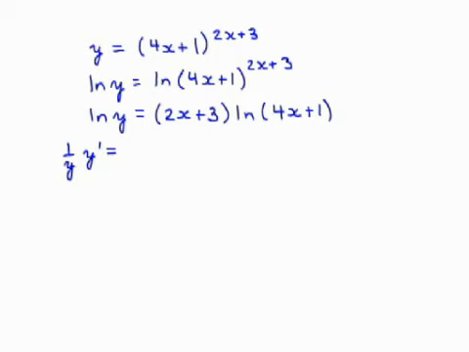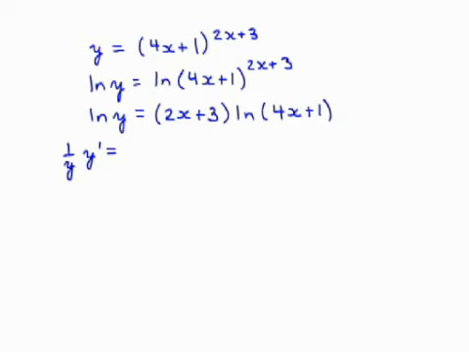On the right-hand side of the equation, the variables I'm dealing with are x's. Therefore, differentiating them with respect to x should not be a huge difficulty. However, I am going to have to use the product rule because I have a linear function, 2x plus 3, being multiplied by the logarithmic function, the natural log of 4x plus 1. So I am going to be using the product rule here, where f of x will be 2x plus 3, and g of x will be the natural log of 4x plus 1.